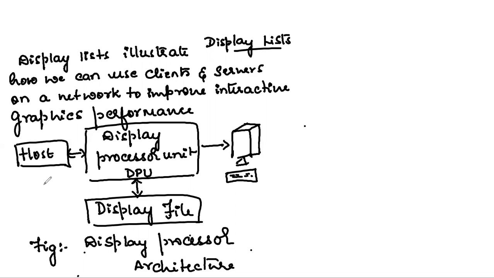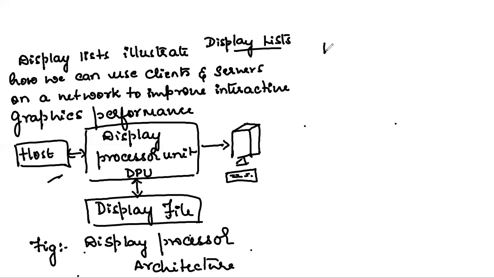The user program is processed in a host computer, which results in a compiled list of instructions. These instructions are then sent to the DPU, where they are stored in the display memory as the display file, which is also called the display list. We can send graphical entities to a display in one of two ways.